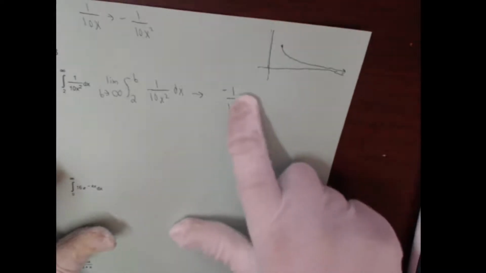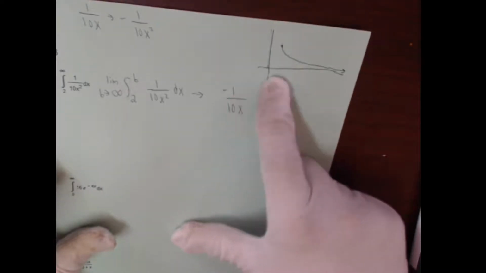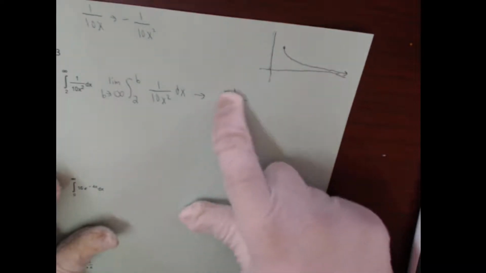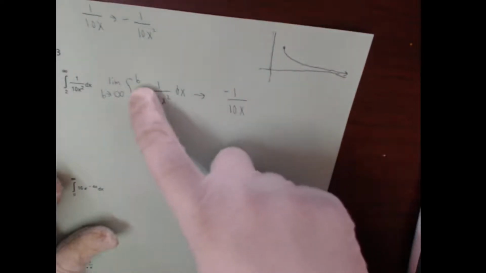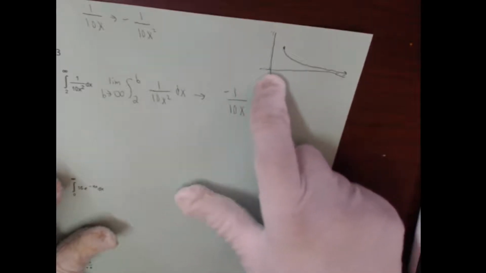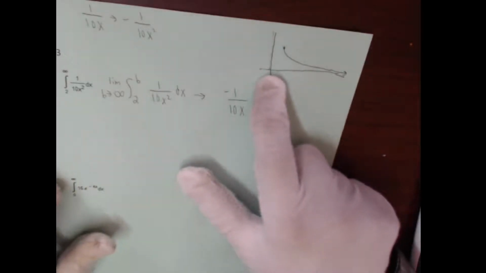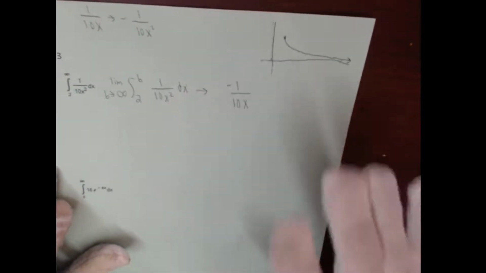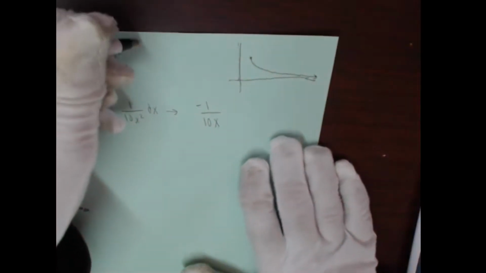So if I move the 10x upstairs, that'll be 10x to the negative 1. Take the derivative, the negative 1 comes down, hits that negative to make it positive. And the x to the negative 1, we decrease it by 1 to get x to the negative 2. So the 2 comes down into the denominator. I didn't do a very good job of explaining that. Let me just show you.